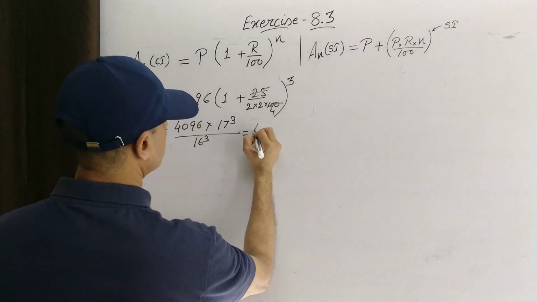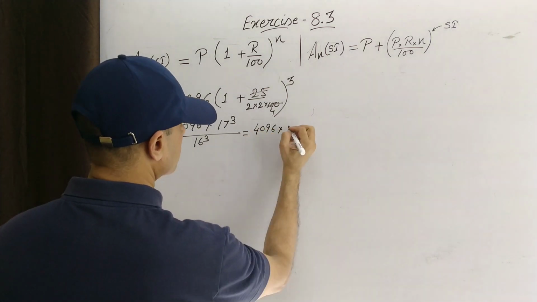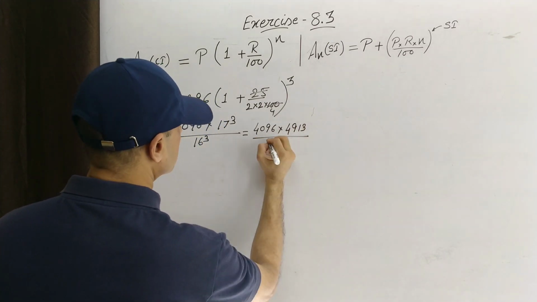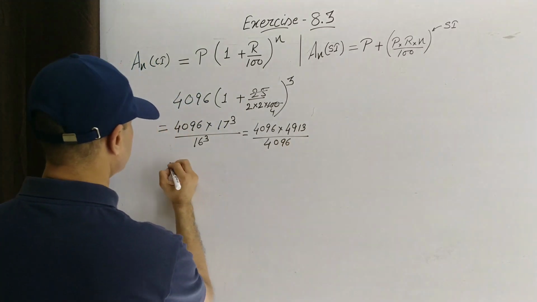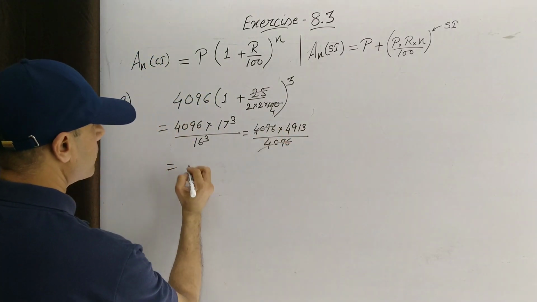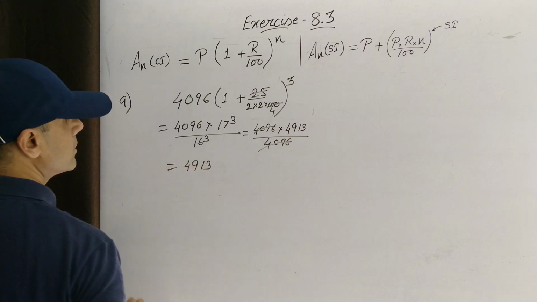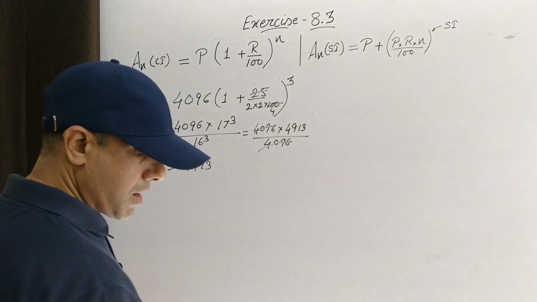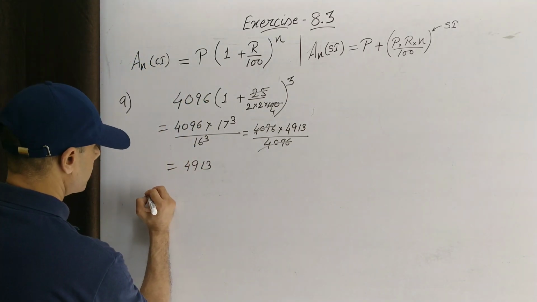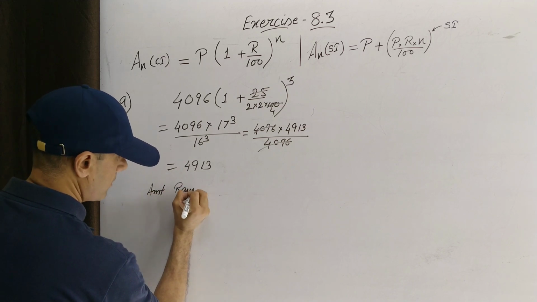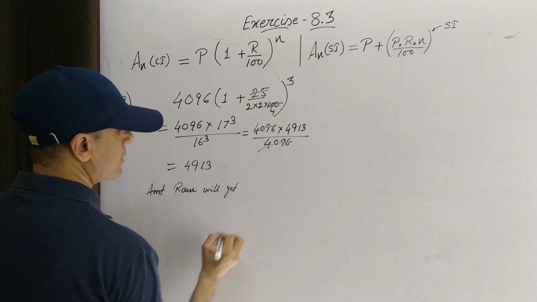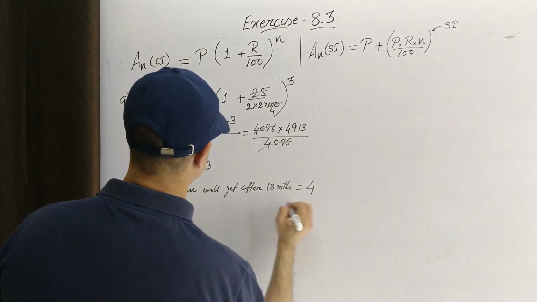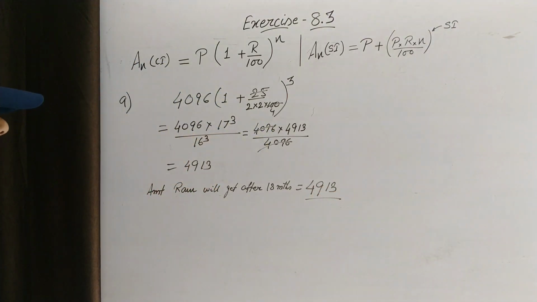So we have this as 4096 into 17 cube is equal to 4913. Calculation done. Divided by 16 cube is equal to 4096. So we have the value as 4913. So amount Ram will get after 18 months is equal to 4,913 rupees. Clear?